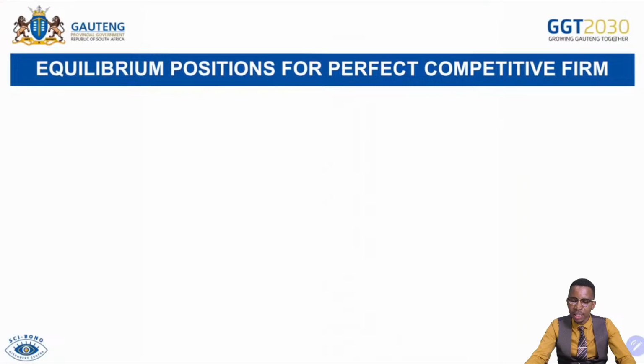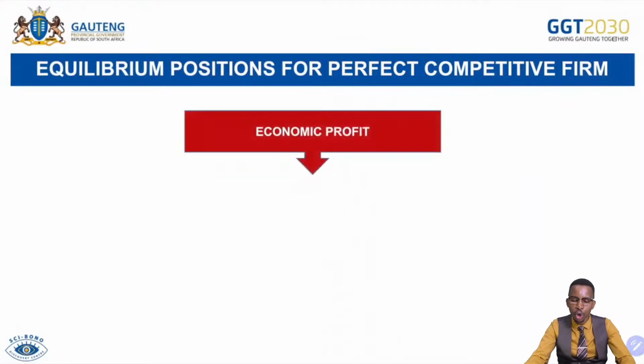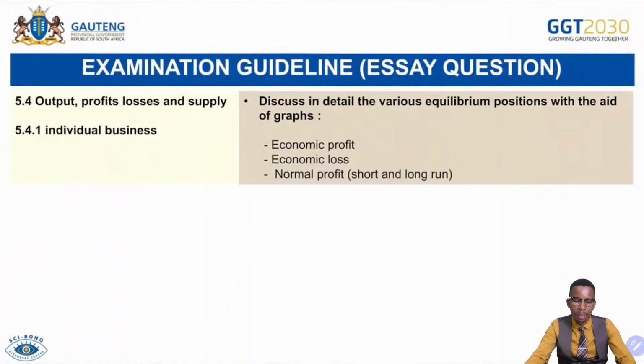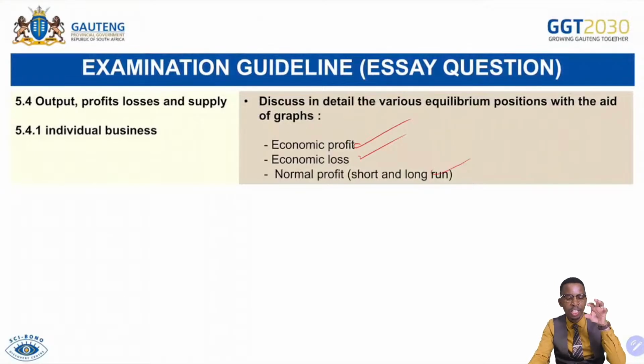Equilibrium position for the firm under perfect market. We have economic profit, economic loss, normal profit. These are three equilibrium positions. Let's check 5.4 in your examination guideline, output, profit and loss and supply. Distinguish in detail the various equilibrium positions with the aid of graph: economic profit, economic loss, and normal profit, short run and long run. So it is very important that you are able to explain the conditions for economic profit, economic loss, normal profit, and then be able also to draw graphs as well as interpret those graphs. That's what we are going to do now.